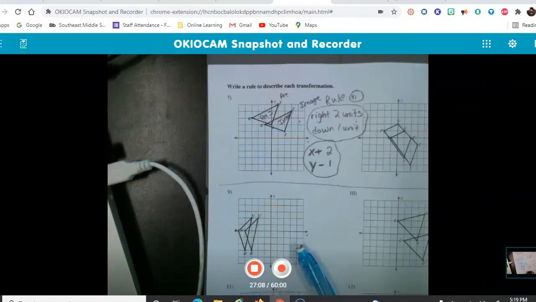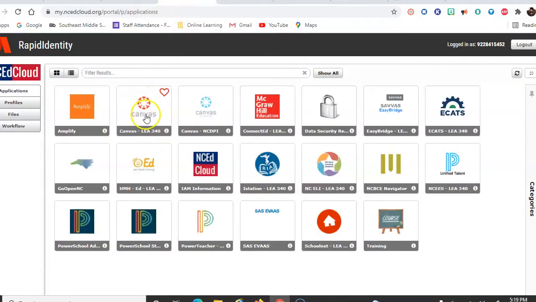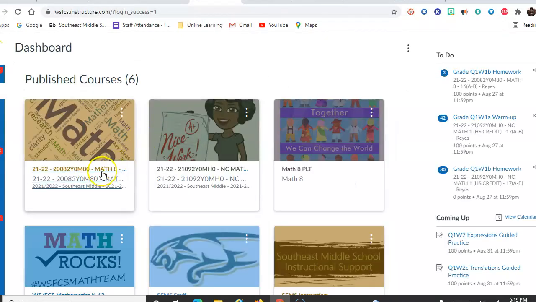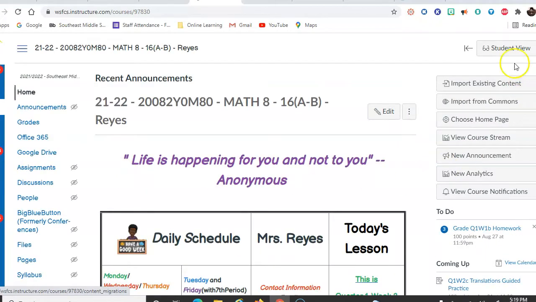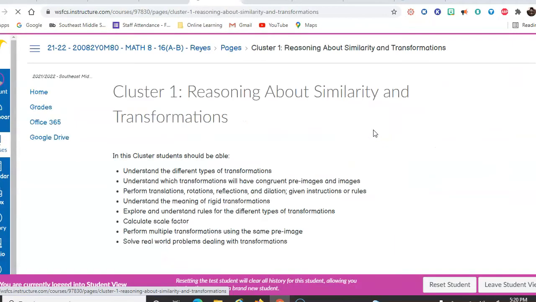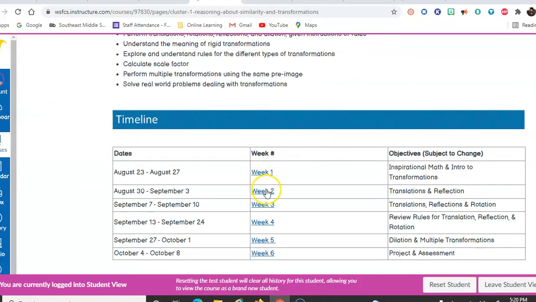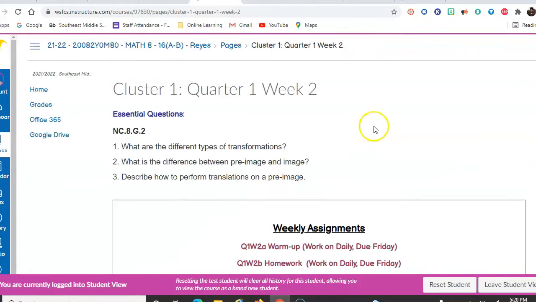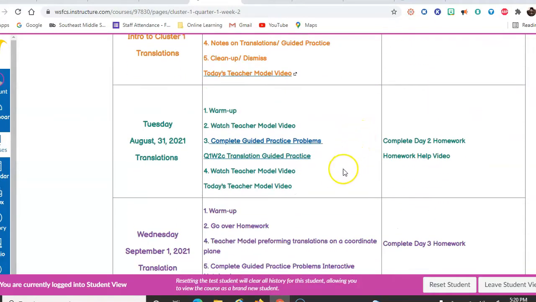All right, now I'm going to go to my Canvas page. This is what the front of my Canvas page looks like. I'm going to do student view so you can see it. You're in week 2, so go here for week 2. Go down to Tuesday. This is where you'll find the video that I'm recording right now. You're going to click on it here. I put the link here and here, actually.